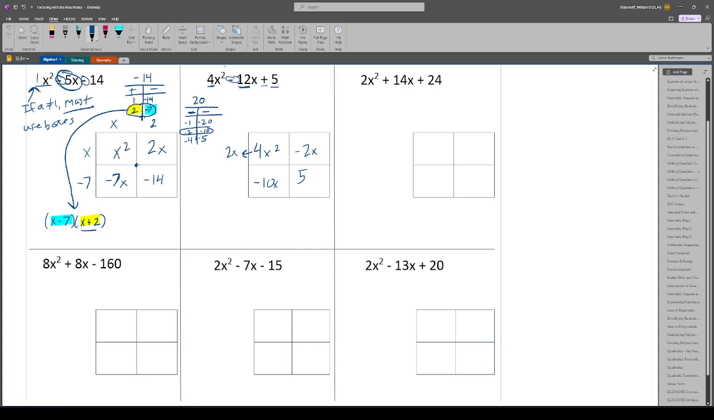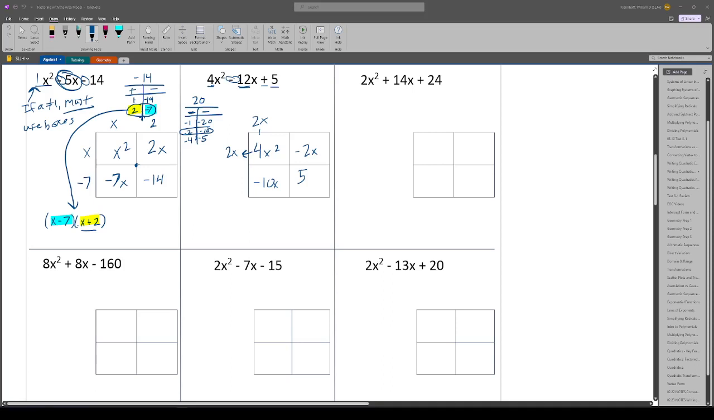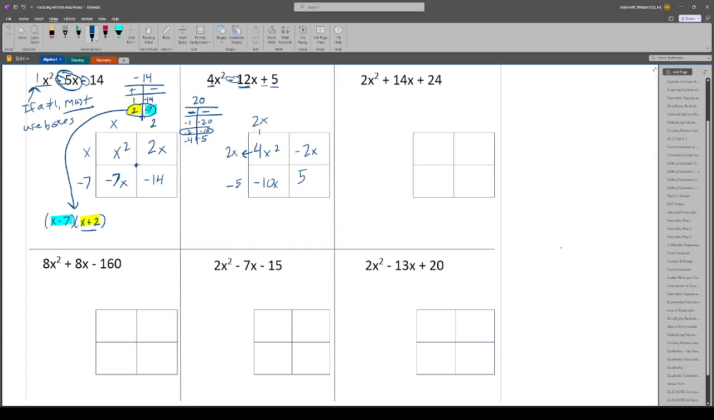Then I say to make this 4x squared up here must be another 2x. Now I fill in the rest of it with the numbers that are left. So we get a negative 5 down here, because that's going to combine with that 2x to make negative 10x. And then on top we need a negative 1, and then negative 1 and negative 5 create that positive 5, so everything looks good. It'll always work out, right?